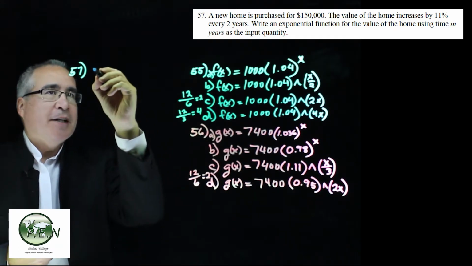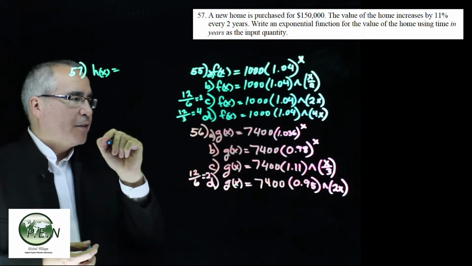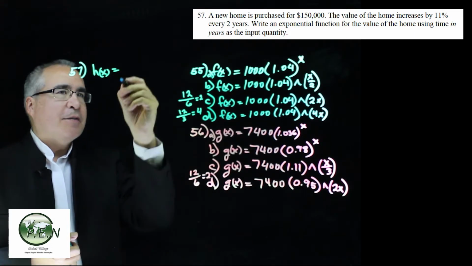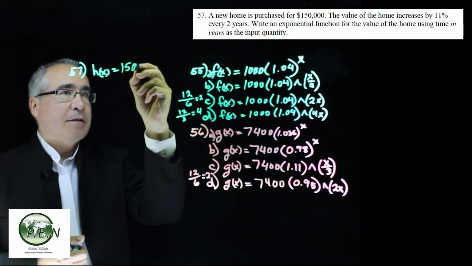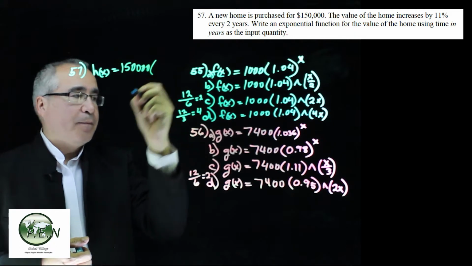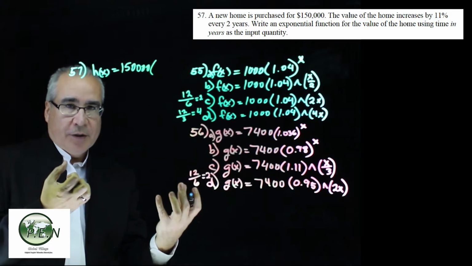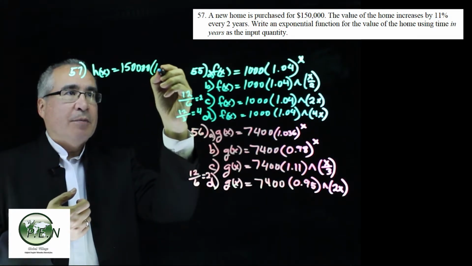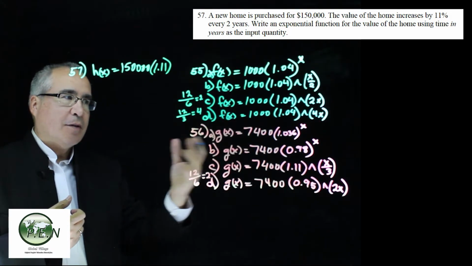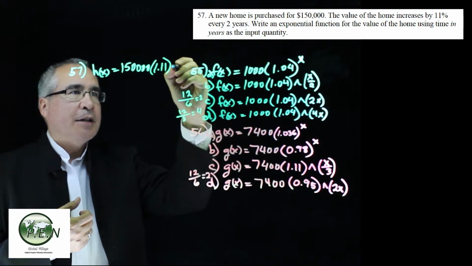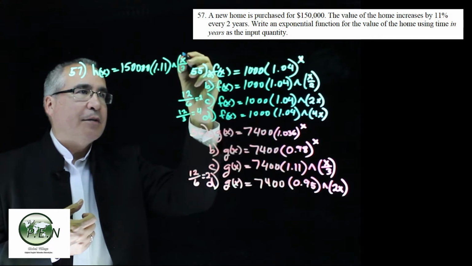Okay, so we've got a function h of x, and I stick with x because I like x. We purchase it for 150,000, so that's the starting value. The value of the home increases by 11%, so that's 100% the original value plus the 11, so that is 1.11. That's our factor, but it does it every 2 years. So again, just like we've been doing over here, our exponent, this is sort of the important part. Well, it's all important, is x divided by 2.